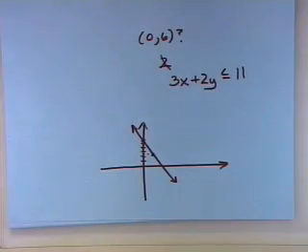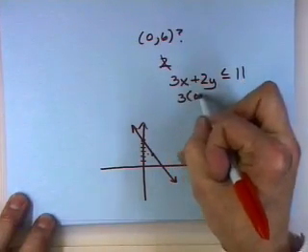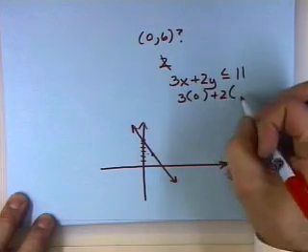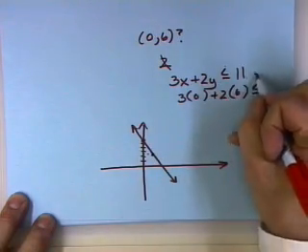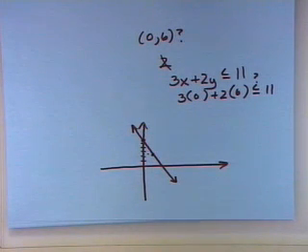There's our original inequality. So if I take 3 times the x value plus 2 times the y value, are we less than or equal to 11? No, we don't want them. We don't want any of them. Because that one point fails, every point in that region fails.